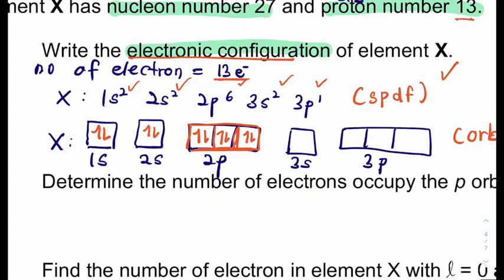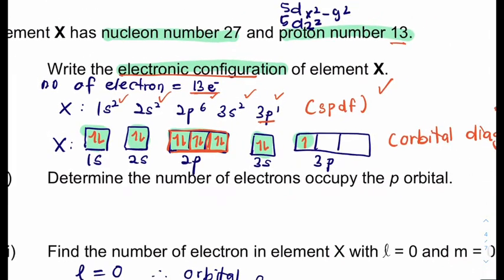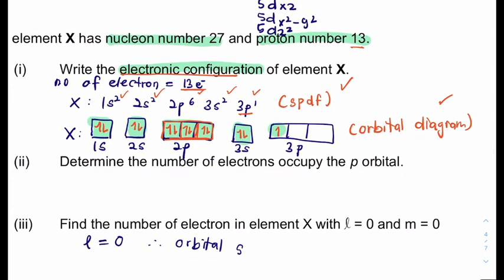Okay, so yang ni tak apa, ni bukan degenerated orbital. Okay, untuk 3p dah tinggal satu elektron, so satu sahaja. Okay, so you kira cukup tak 13? 2, 4, di sini will be 6, so dah 10, 12, 13. Alright, so this is your electronic configuration.